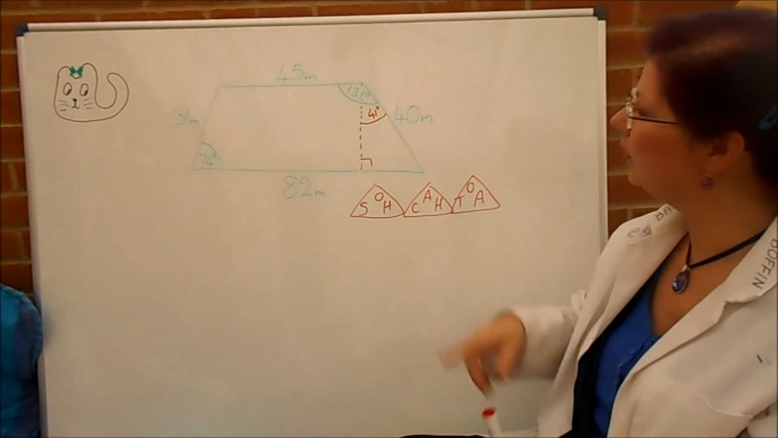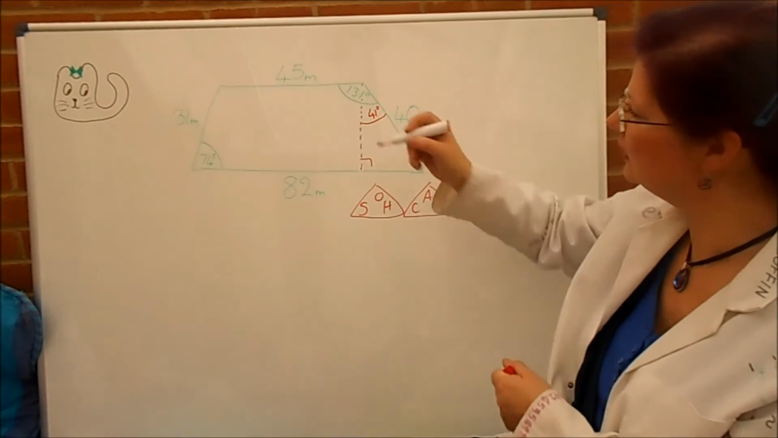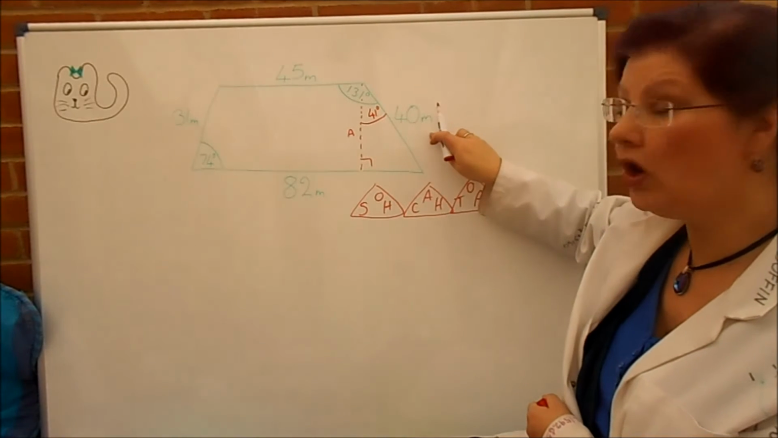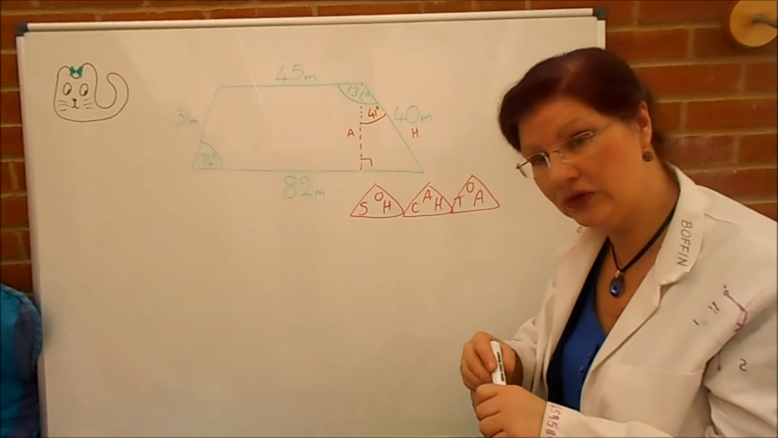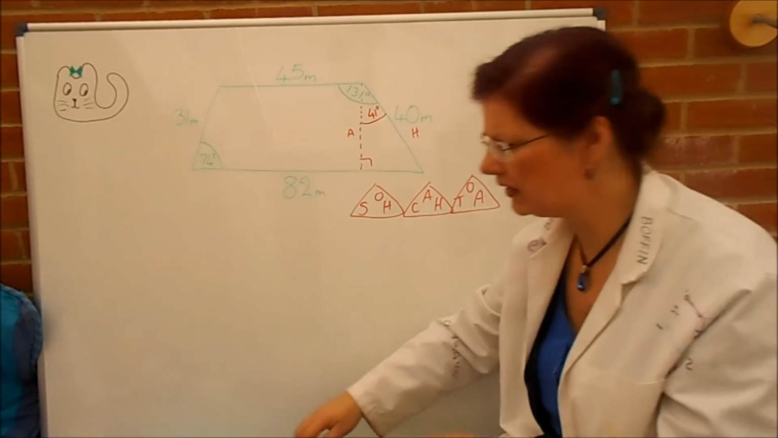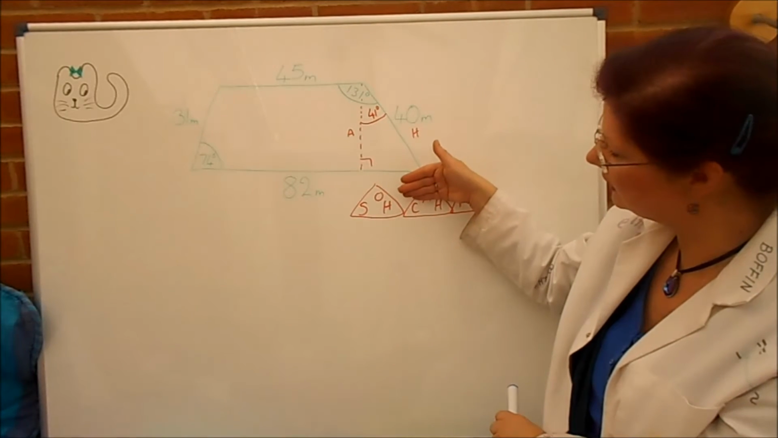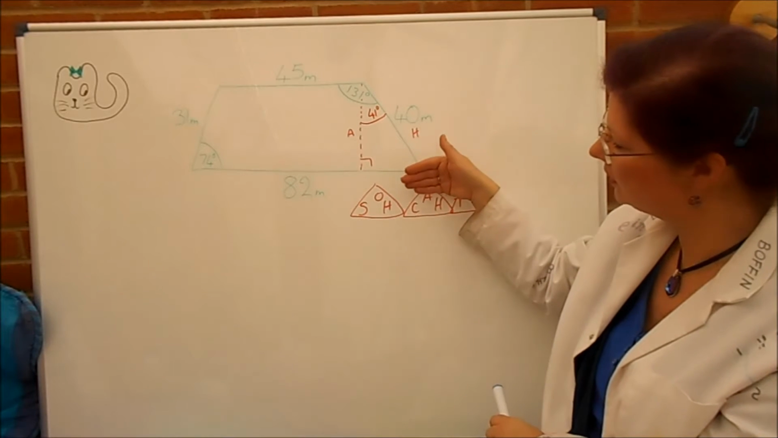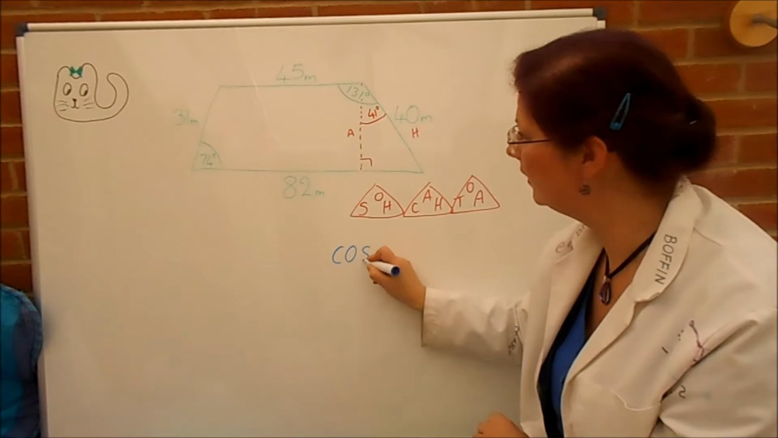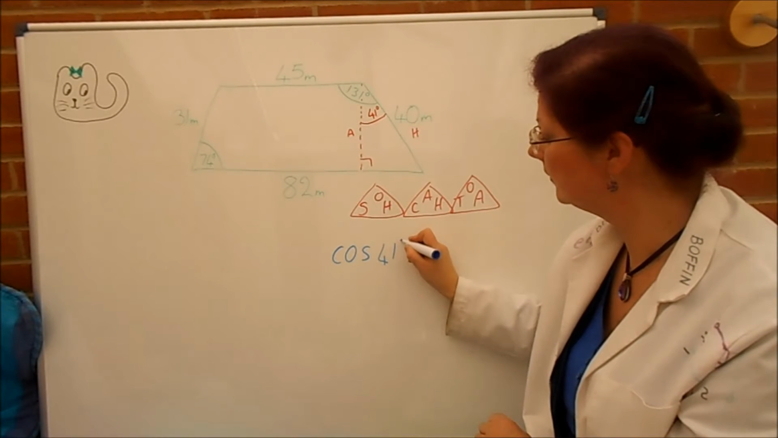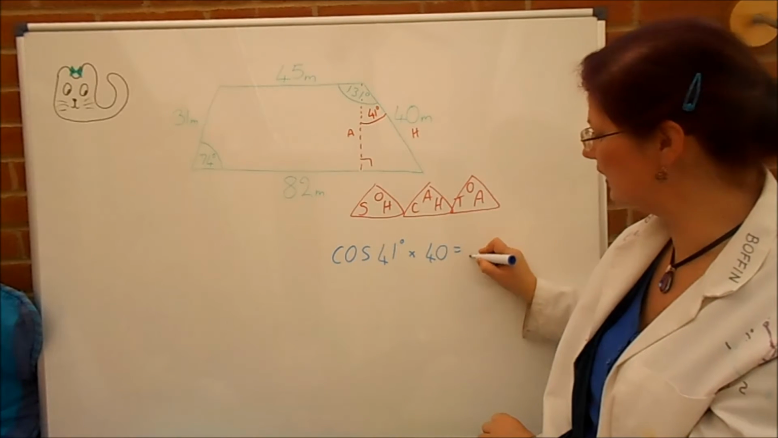In our particular triangle, there's our angle. We want to find this side, which is the adjacent, and we've got this side, which is the hypotenuse. So we're going to be using cosine. As always, I'm just going to get a different coloured pen. Ooh, here we go. We cover up the thing we want, which is adjacent, and what's left is the formula for it. So adjacent is cosine times hypotenuse. So the cosine of 41 degrees times by the hypotenuse, 40, will give us the adjacent.